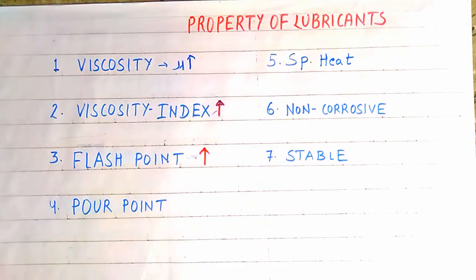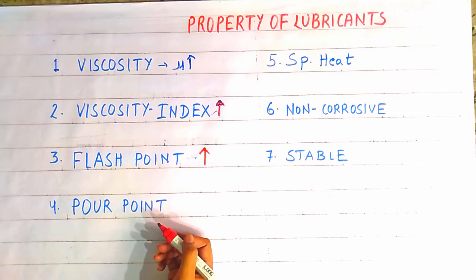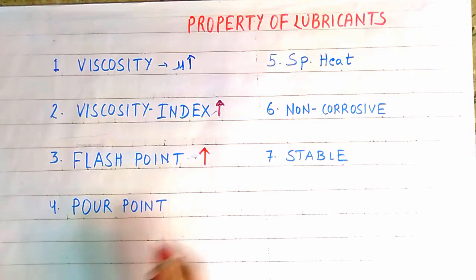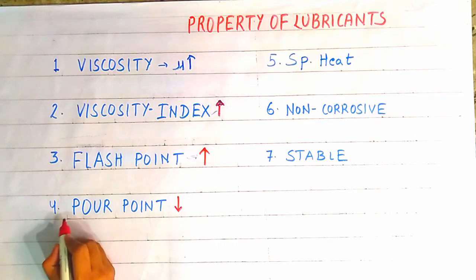Now friends, the next thing is the pour point. It is the temperature at which an oil will stop to flow, that is, it will freeze. So it should be low for stable operation, that is, we do not want our oil to freeze. That's why the pour point, the lowest temperature at which the oil will stop to flow, should be very low. So a low pour point is required for the journal bearing.